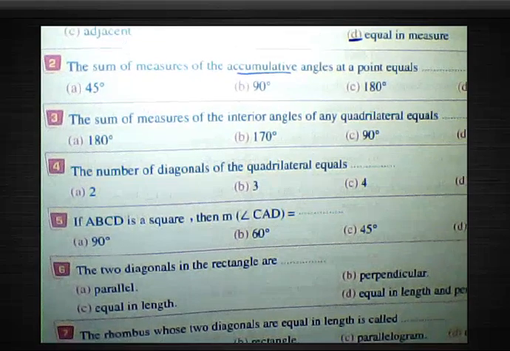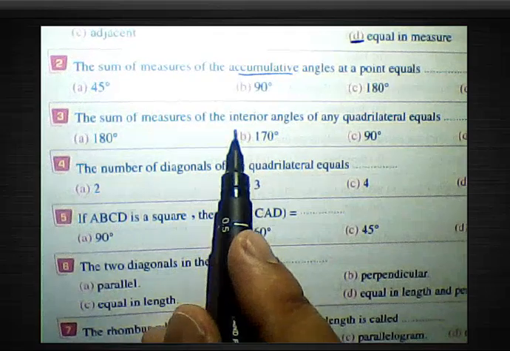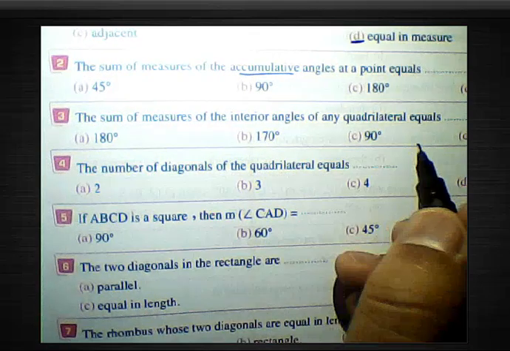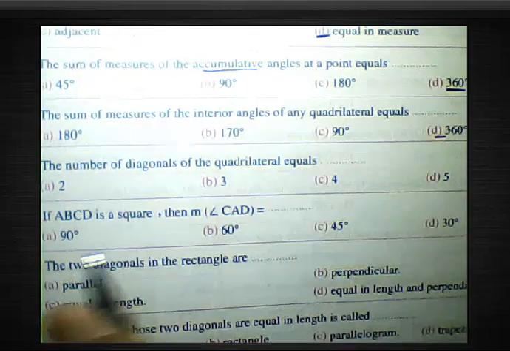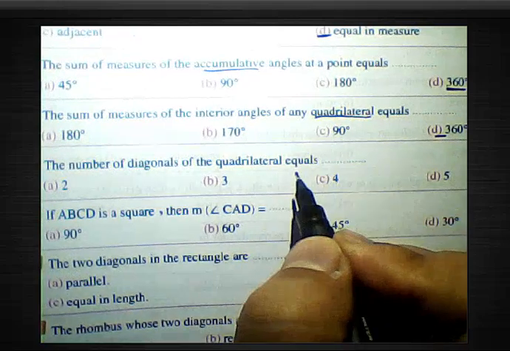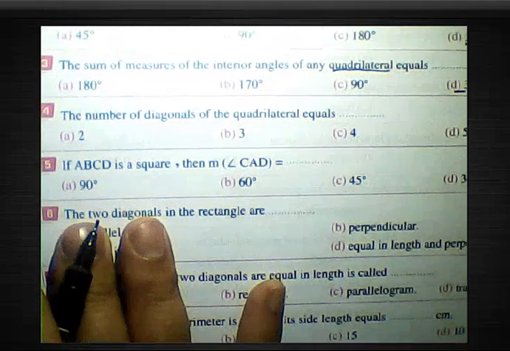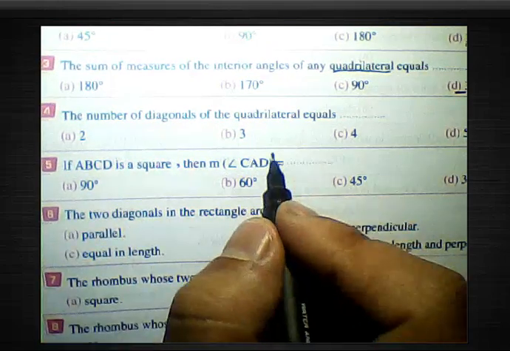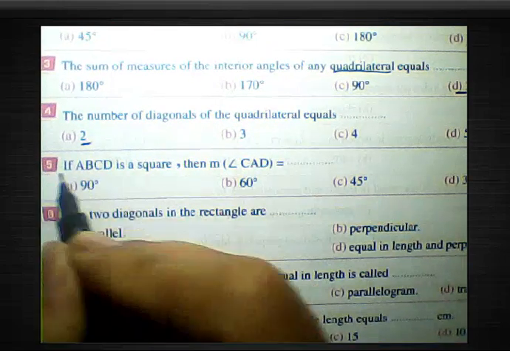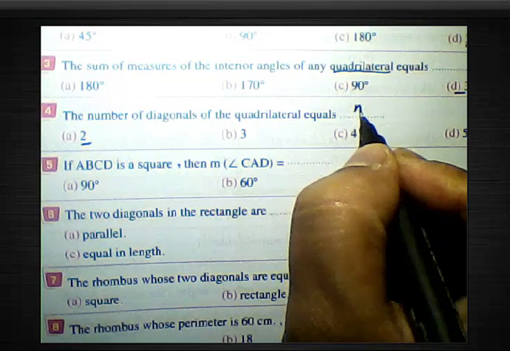Question number 3. The sum of measures of the interior angles in any quadrilateral equals 360. A quadrilateral has 4 sides. The number of diagonals of the quadrilateral equals what? He asked about the diagonals of a quadrilateral: it equals 2. We can use this rule.